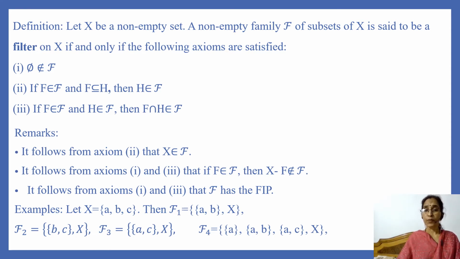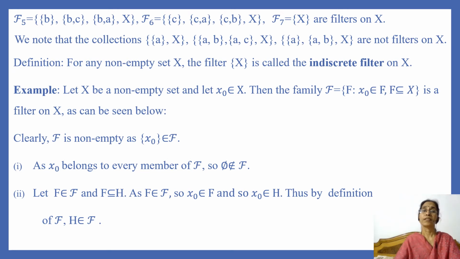This is a non-empty family of subsets of X, and no member of F4 is empty. And we also note that, in particular, if we consider singleton A, then its supersets are doubleton AB, doubleton AC, and X, which are in F4. And so we can check the second axiom is also satisfied. And we can check the intersection of any two members of F4 is also in F4. In particular, if we take members AB and AC doubletons, then their intersection is equal to singleton A, which is in F4. And so F4 is a filter on X.